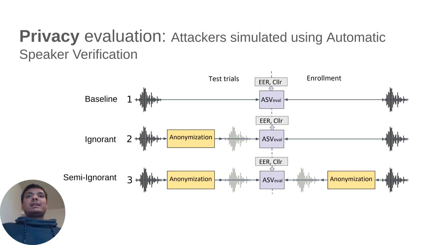But this was the technique which was used to evaluate the privacy protection mechanisms in all the previous studies. And third is semi-ignorant, where we enable the attacker to also use the anonymization information to transform the enrollment set. Now the enrollment and test conditions will match, and this attacker hence is much stronger than the ignorant one. So we will see these results soon.